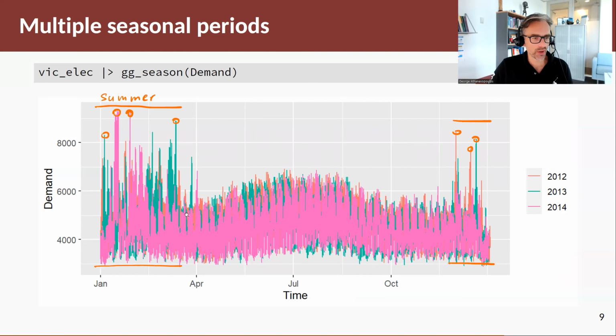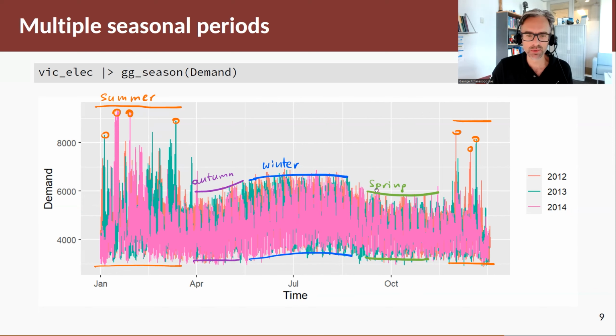So January, February, and December are summer months in Australia. Hence, we see a lot of variation and a lot of spikes in demand, very hot days, and a lot of air conditioning happening. So hence, we see this increased variation in summer. Then as we're moving across our x-axis, we have our autumn, which is sort of lower demand than summer, but then we have higher demand in the winter months, June, July, August.